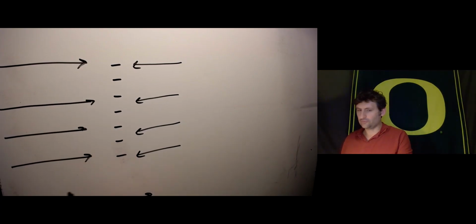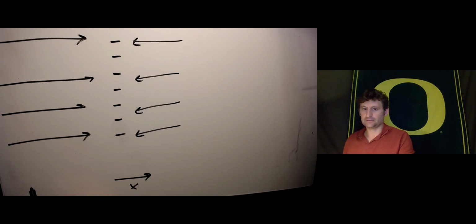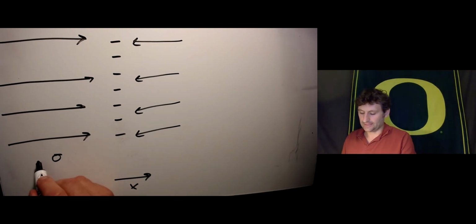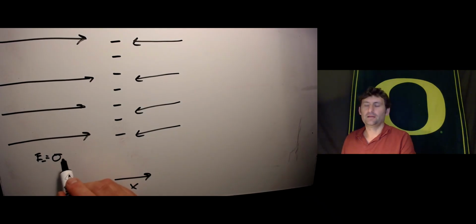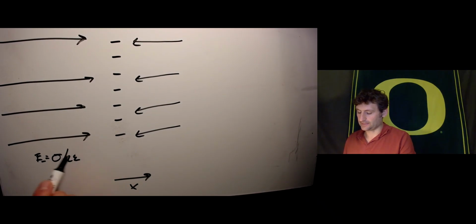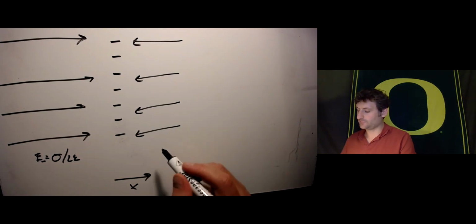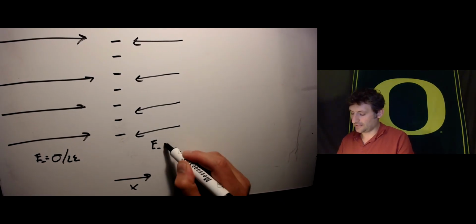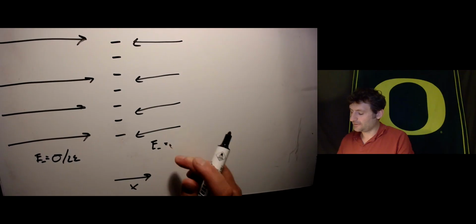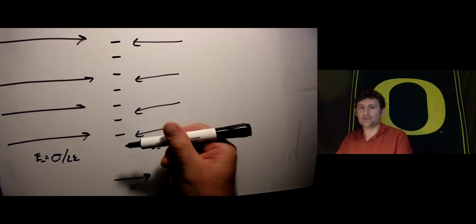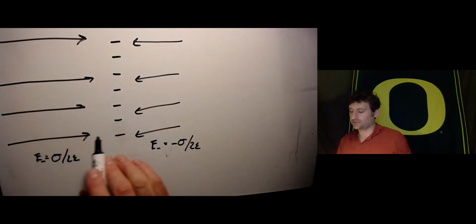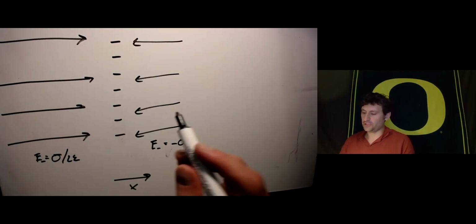And its magnitude, over here, this is the positive x direction, E negative equals sigma over 2 epsilon, because it's pointing in the same direction as x, so it's positive. Over here, E negative equals negative sigma over 2 epsilon, because it's pointing in the other direction, right? So the field direction switches when you go across the infinite sheet of charge. Okay, so that would be one sheet of charge.